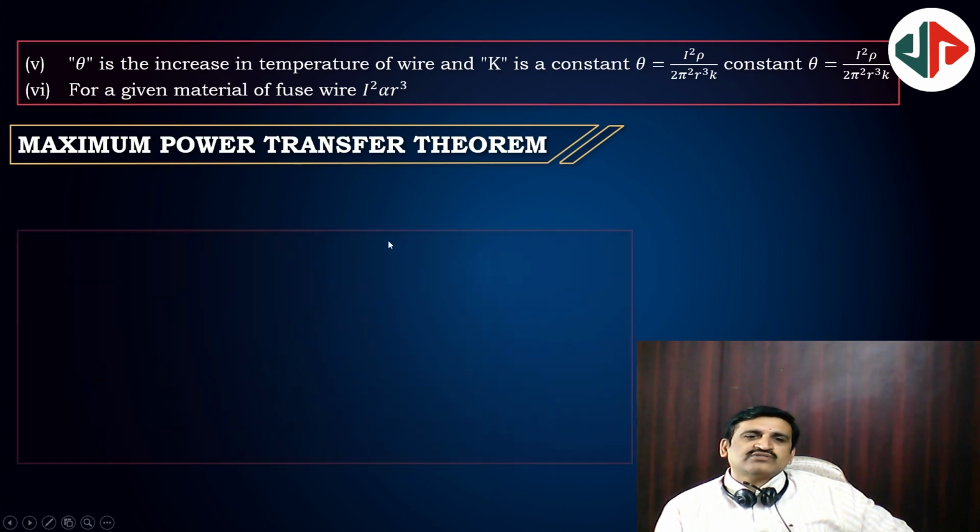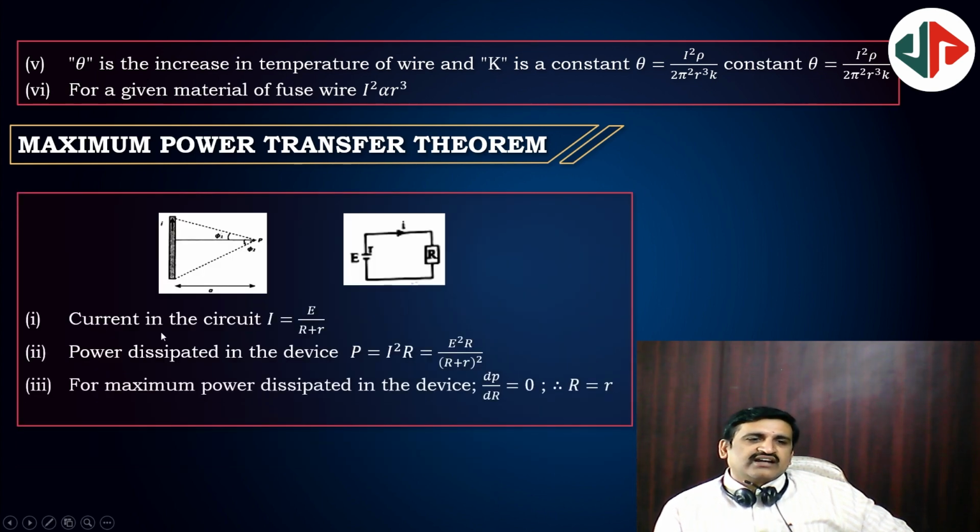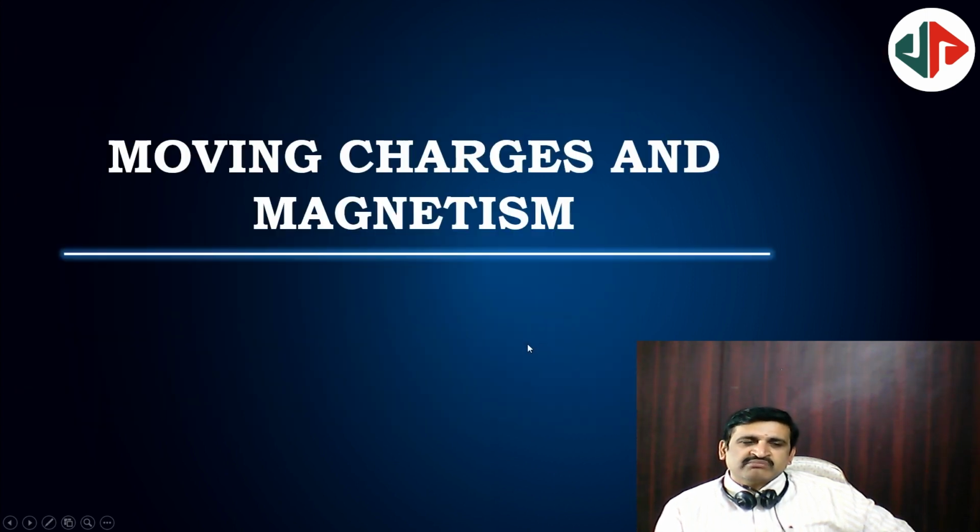Maximum power transfer theorem: the current in the circuit is I equal to E by R plus r, and the power dissipated in the device is P equal to I squared R. For maximum power, dP by dR equals 0, and on solving we obtain R equal to r. Whenever the external load resistance equals the internal resistance, we can conclude that the power dissipation is maximum.